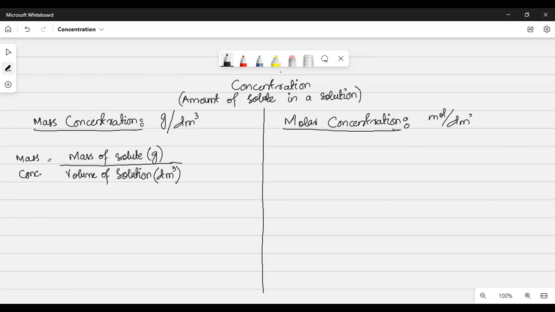So as the name suggests, the units are going to be mole per decimeter cube. And since molar concentration is something that we work with most, it's going to be moles of solute. And of course, the units are going to be mole itself over volume of solution.